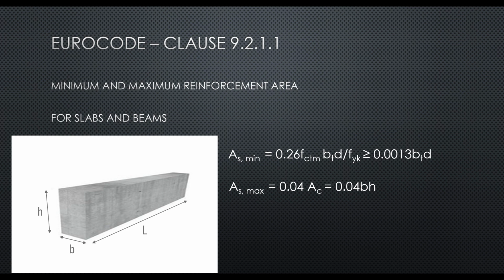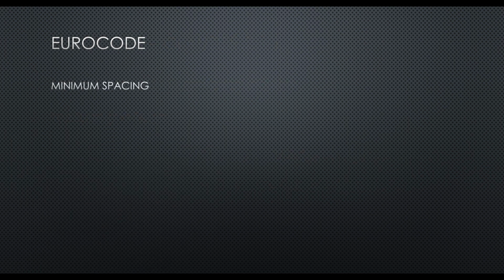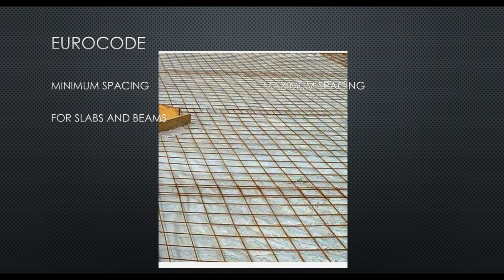Whenever you are providing something above the maximum, you know you are over reinforcing the section. Then when you are providing something below the minimum or below the design reinforcement, then you should know that you are under reinforcing the section. From the minimum and the maximum area of reinforcement, you can now deduce what we call the minimum spacing and also the maximum spacing. So let's give a typical slab.